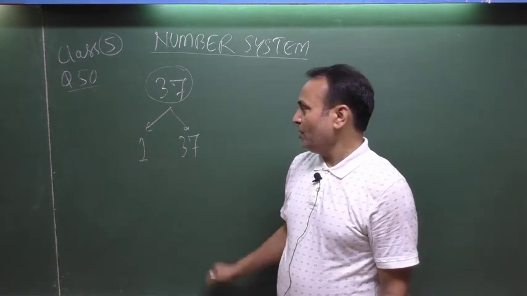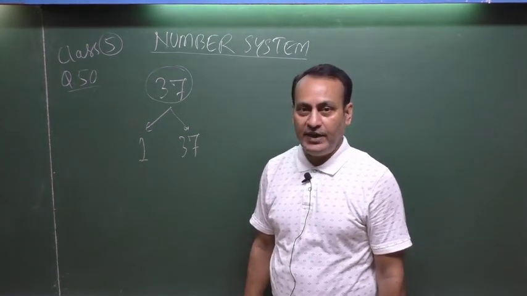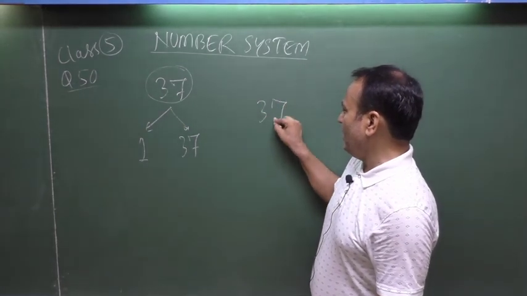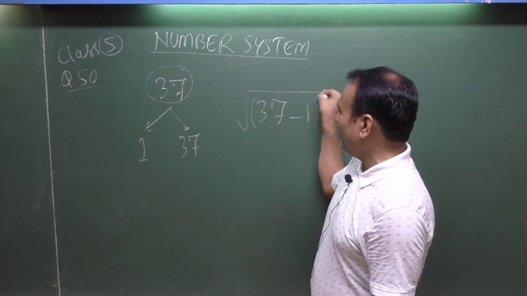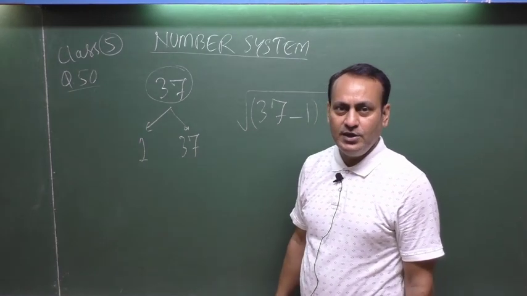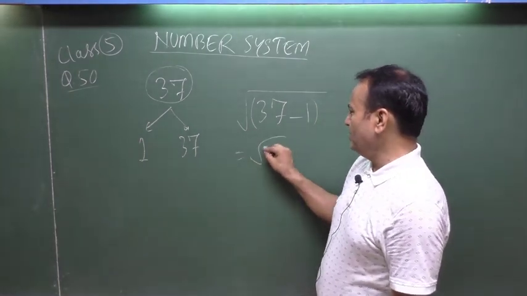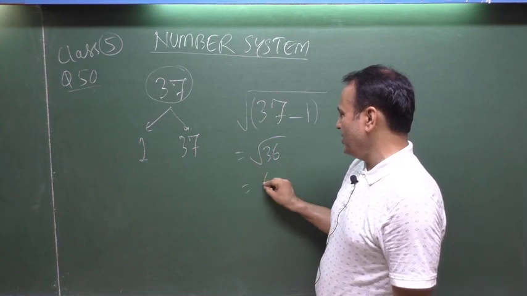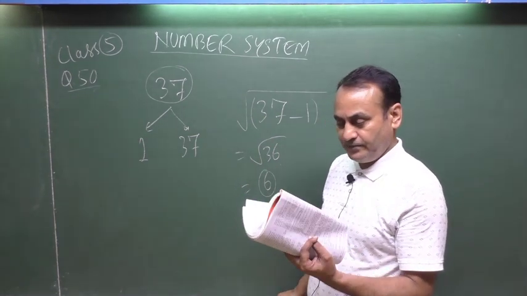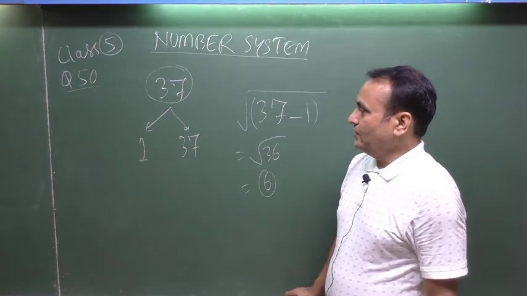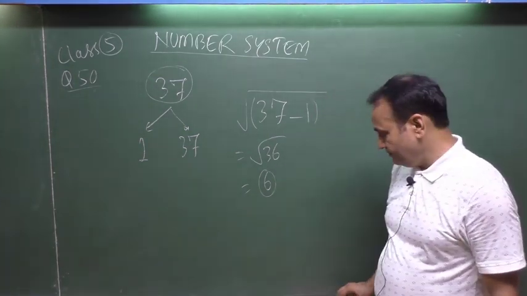The question says you have to point out the difference of the two factors. That means you have to find the difference of 37 and 1 and then find the square root of the difference of the two factors. That means this is under root 36 and the final answer is 6. Note it down.